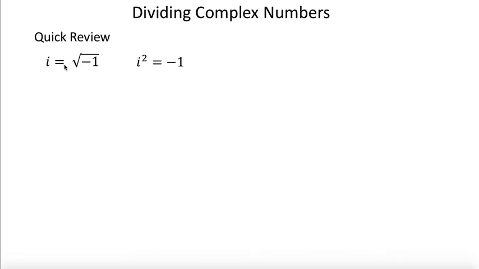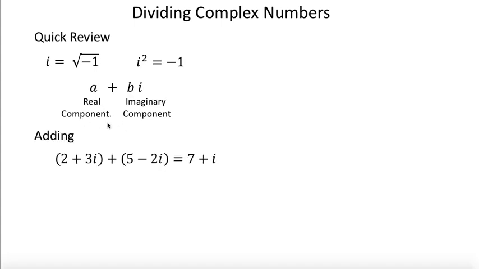Remember that i represents the square root of -1. It's an imaginary number. i squared will then of course be -1. And we use i when we're dealing with complex numbers. This is a complex number. It's got a real part and an imaginary part, or called real component and imaginary component.